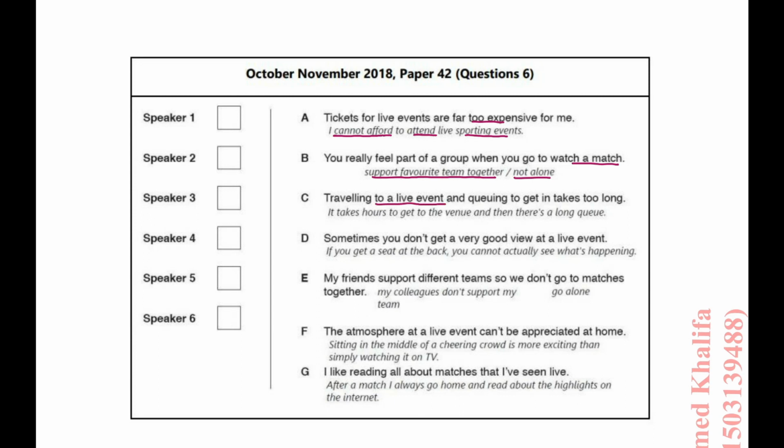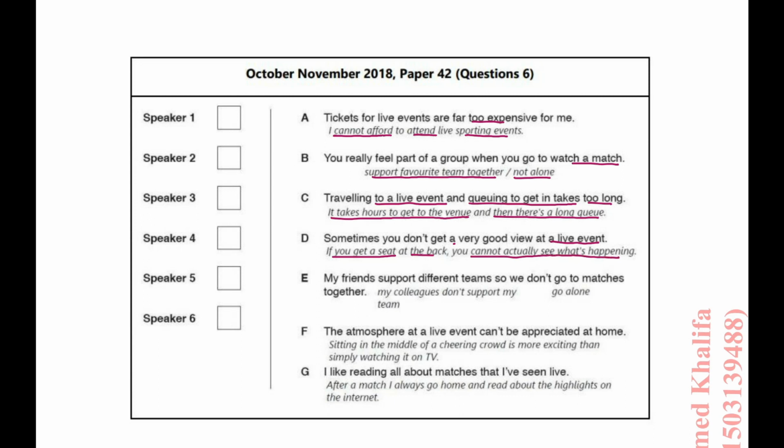Traveling to a live event and queuing to get in takes too long. I can rewrite it, rephrase it or paraphrase it this way: it takes hours to get to the venue, to the place, and then there is a long queue. You might listen to this. Sometimes you don't get a very good view at the live event. If you get a seat at the back, you cannot actually see what's happening.